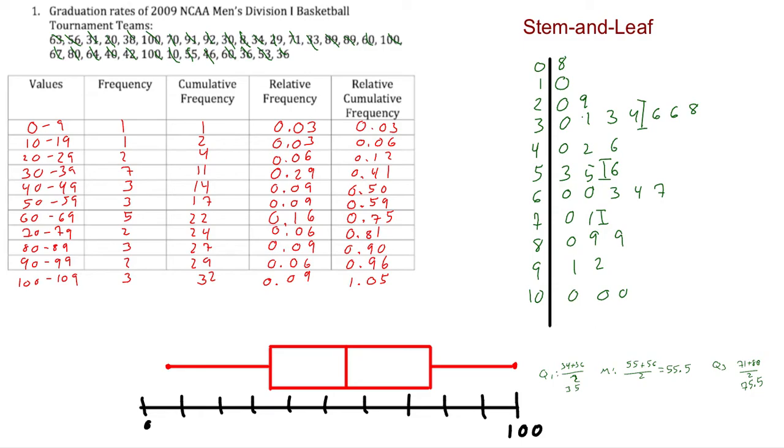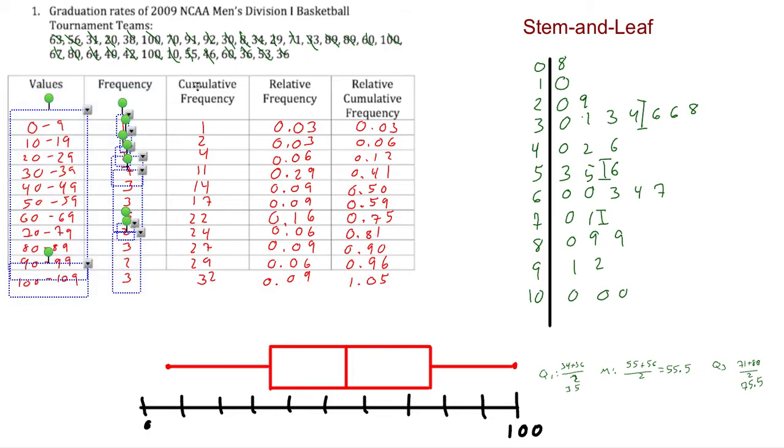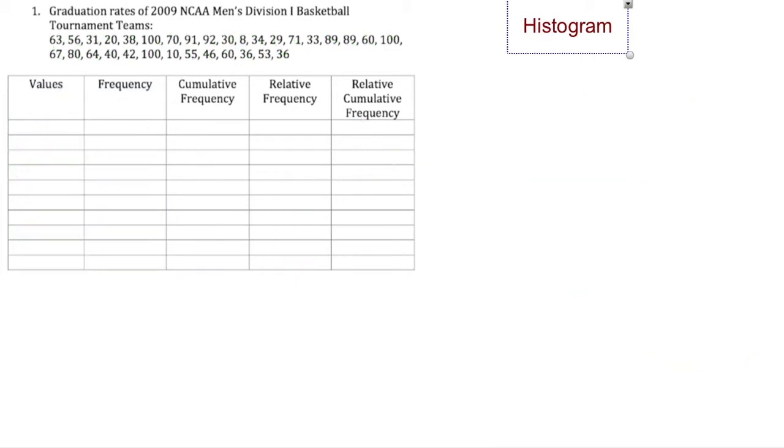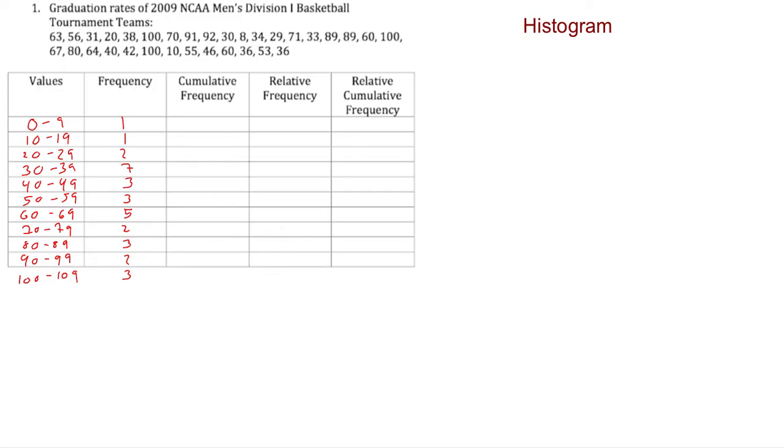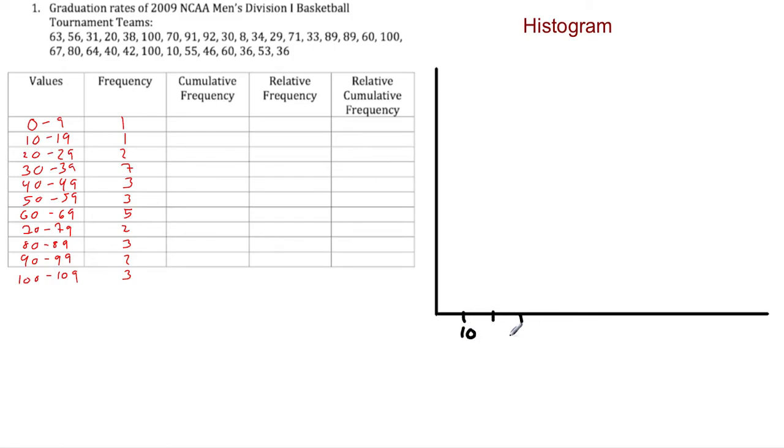So if we want to make a histogram of this data, whoops, what we could actually do is I'm just going to copy. So we did the box and whisker plot. If we want to do the histogram, I have these, and so what I would need to do now is to make my axes. So I have these 10 bins. So on my x-axis, I of course have 0, and then I have 10. This will be 20, 30, 40, 50, 60, 70, 80, 90, 100.